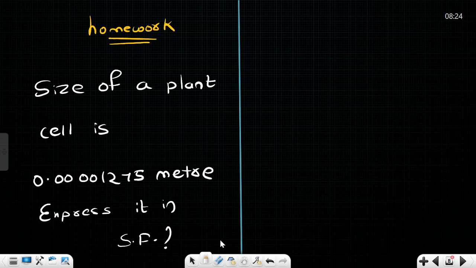0.00001275 meter. Express it in standard form.